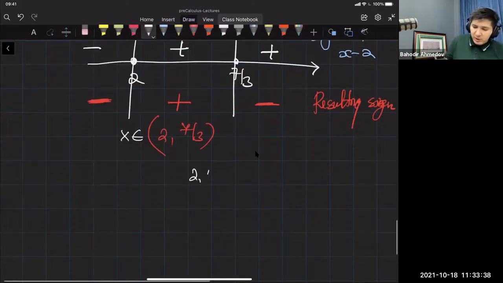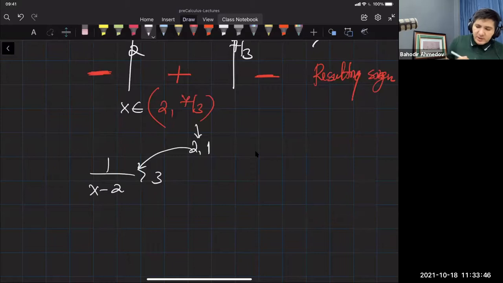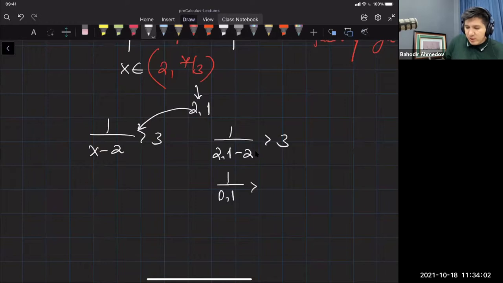For example, 2.1. Do you remember that initially it was 1 divided by x minus 2 is greater than 3. If you substitute 2.1, which is from this interval, into here, it becomes 1 divided by 2.1 minus 2 is more than 3. Then it is becoming like the reciprocal of 0.1. The reciprocal of 0.1 is 10, right? So 1 divided by 0.1 is greater than 3, which is 10 is greater than 3, which is true.